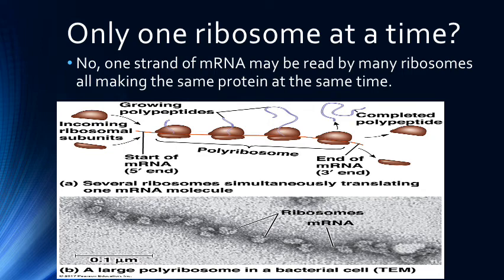Now, it's carrying the same code, it's going to make the same protein, but your body may need a bunch of the same protein. So you'll have a string of ribosomes, and that one messenger RNA molecule will travel through all those ribosomes to make the same protein. And this is talked about on page 355 of your books.